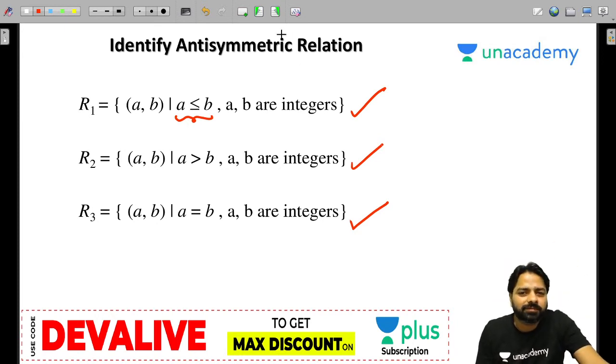Everyone, because diagonals are optional. Come on, Kuldeep, all are antisymmetric.